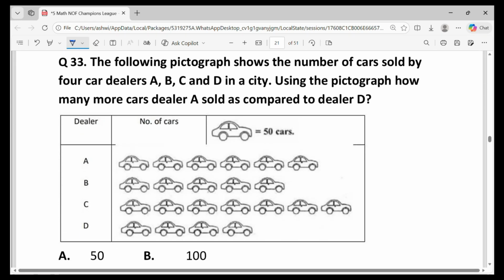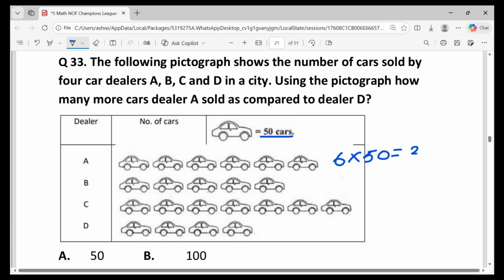Question 33. The following pictograph shows the number of cars sold by four car dealers A, B, C, and D in a city. Using the pictograph, how many more cars dealer A sold as compared to dealer D? From the pictograph, we can see that one car icon represents 50 cars. So the number of cars dealer A sold is number of icons into 50. That is 1, 2, 3, 4, 5, 6. 6 into 50.